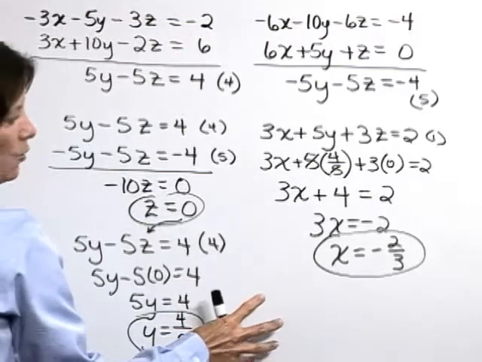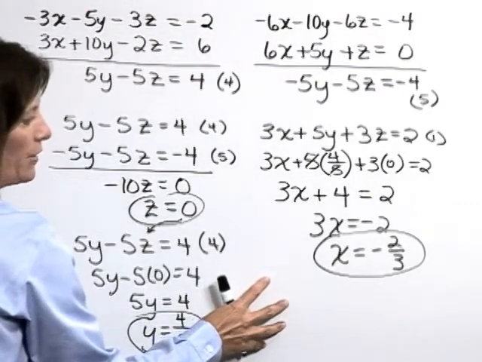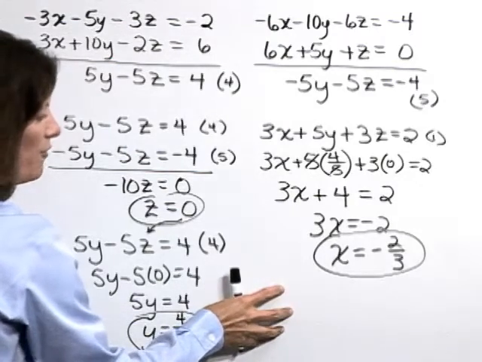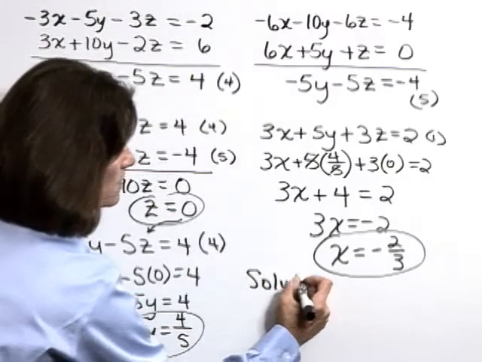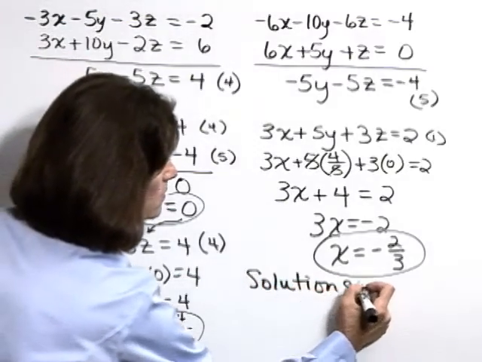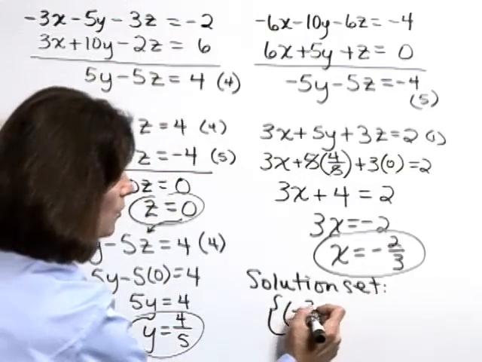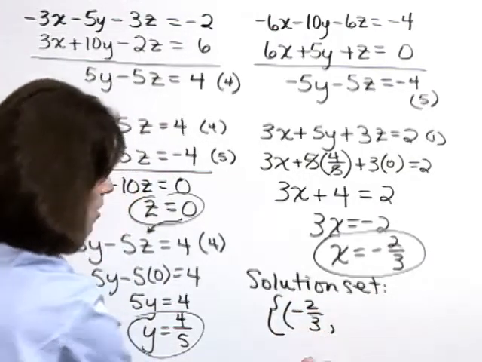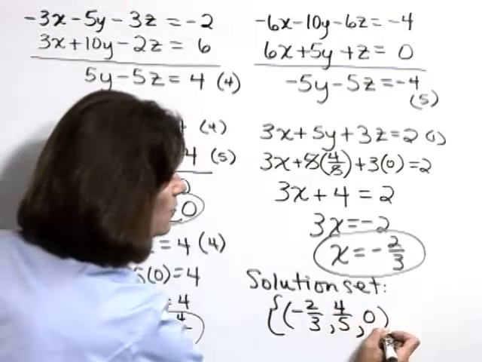It's always a wise idea to go back and check these values in your original three equations. If you do that, you will find that that check does indeed verify that our solution set is x equal negative 2/3, y is equal to 4/5, and z is equal to 0.